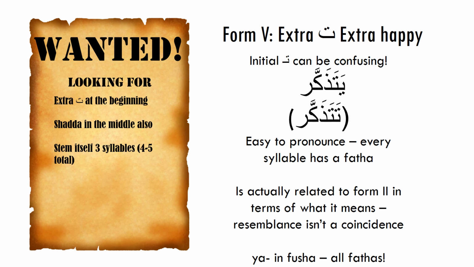The stem itself is three syllables, so it's longer. It's going to take longer for you to say this word. Four syllables total with the prefix, for example. Ye, ta, ya, kar. Don't let that ta confuse you, because it can kind of look like the ta for hiya or enta.